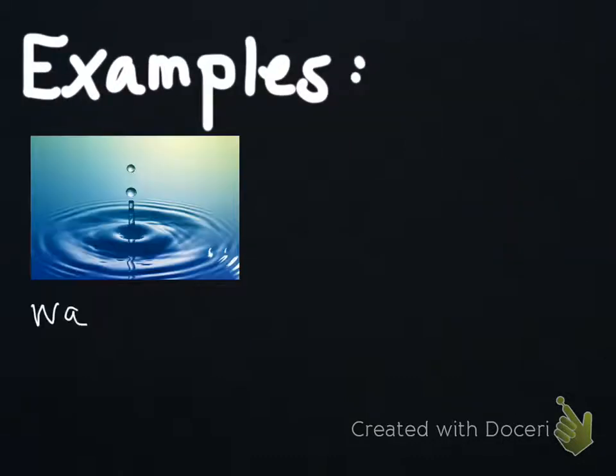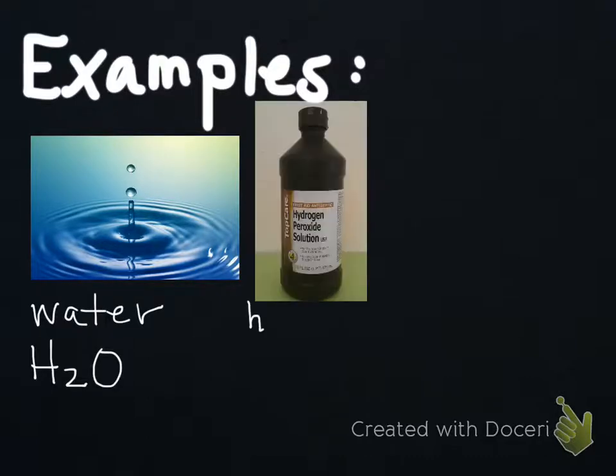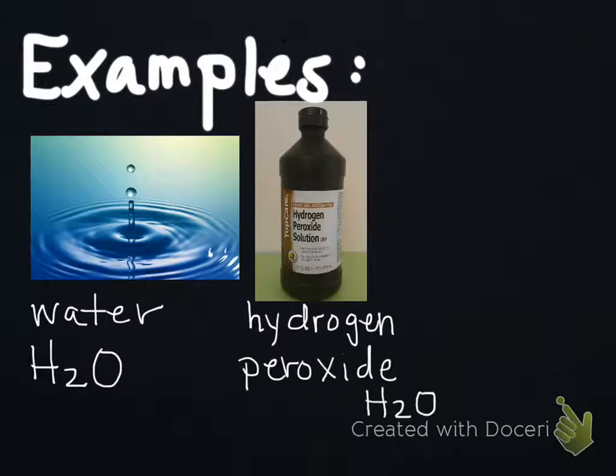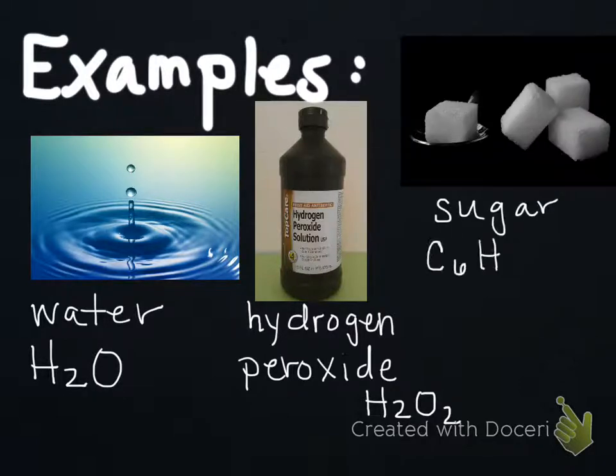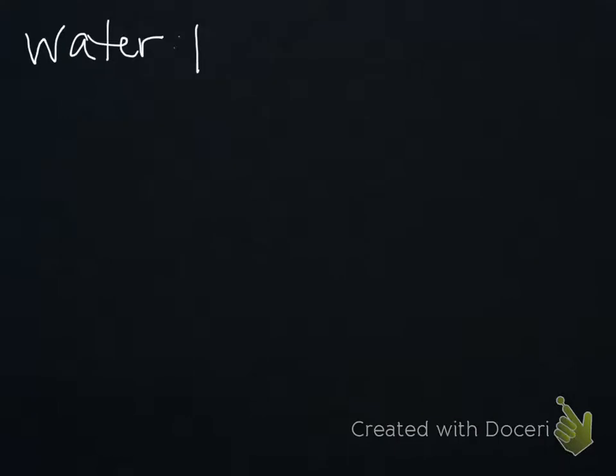Okay, some examples of compounds. We have water, and its chemical formula is H2O. We have hydrogen peroxide, that's that stuff that you pour on cuts that bubbles and foams, causing a chemical reaction. Its formula is very similar to water's. Its formula is H2O2. And delicious sugar cubes here with a formula of C6H12O6.